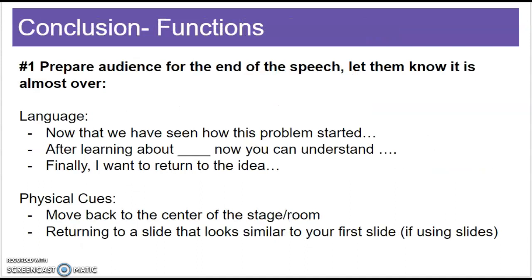Okay, so what about the conclusion? Conclusion also serves functions. Its number one function is to prepare an audience for the end of a speech. This happens in two different ways. One is language. Now that we have seen how this problem started, after learning about blank, now you can understand blank. Finally, I want to return to the idea. All of these are things we can say to let the audience know that the end of our speech is near. You can also use physical cues. If you've been walking around the room, you go back to the center of the room or stage, or you return to a slide that looks similar to your first slide. All of these things prepare your audience for the end of your speech.